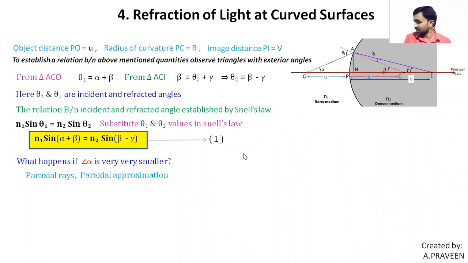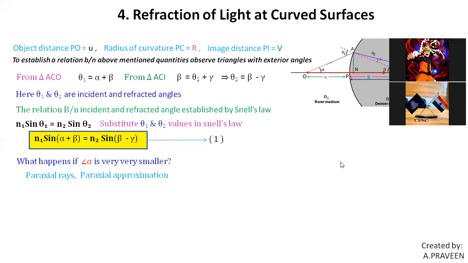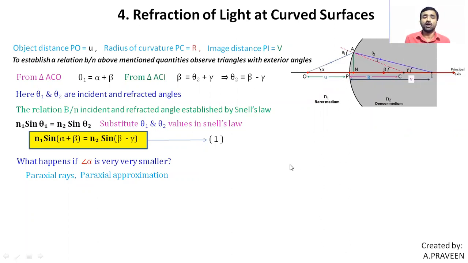So paraxial rays and paraxial approximation, you need to learn; the definitions are given on page number 61. Clear? If there is any confusion, ask me immediately. Paraxial rays means parallel to the principal axis and very close. Those rays are called paraxial rays. If very close, we can consider they are along the principal axis only. That approximation is called paraxial approximation. So there are no separate points shown as A and N. That approximation is called paraxial approximation.